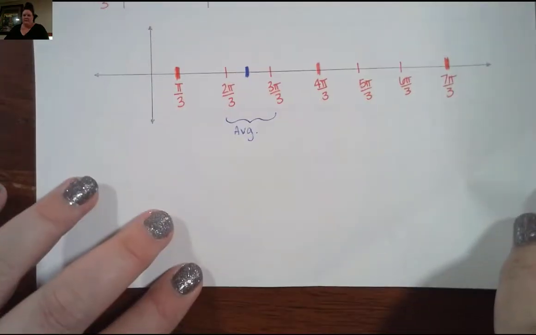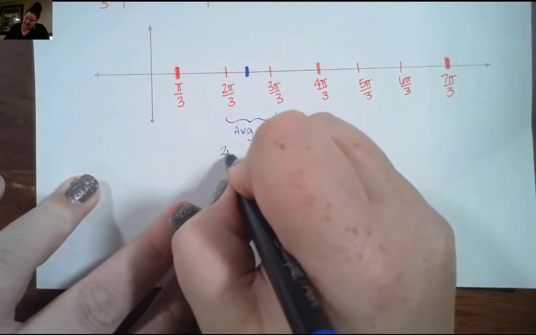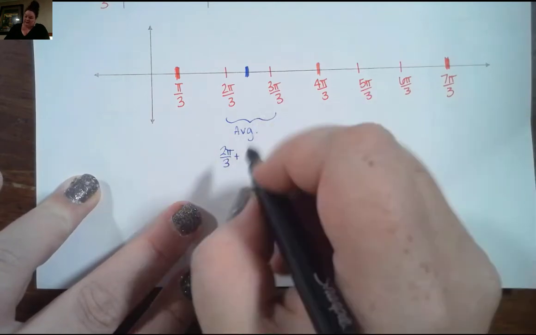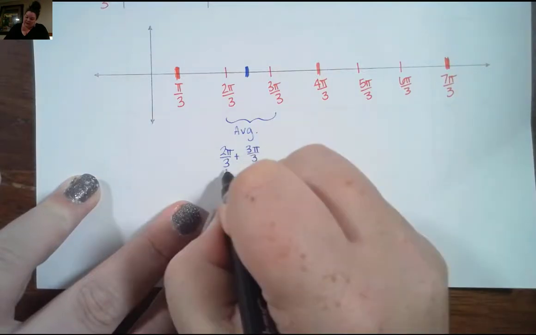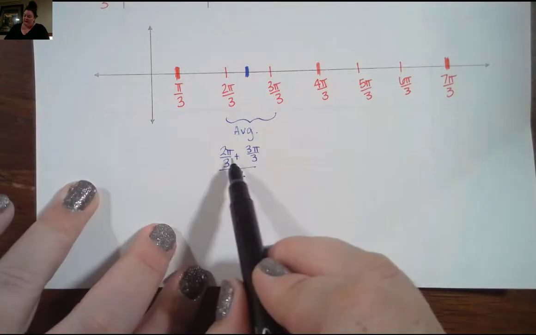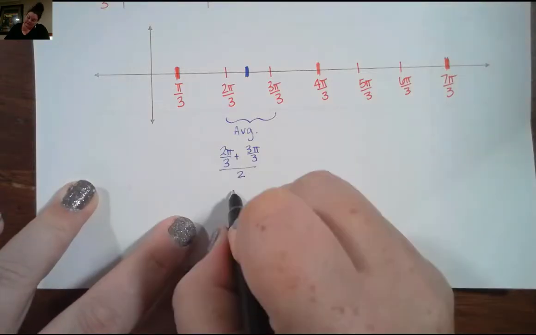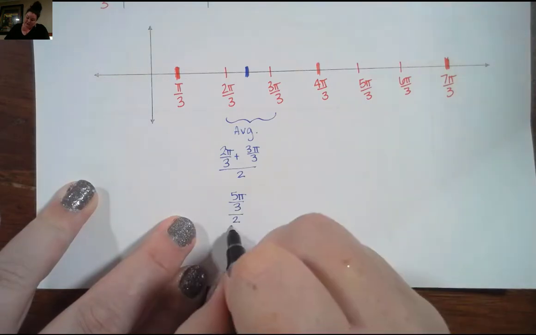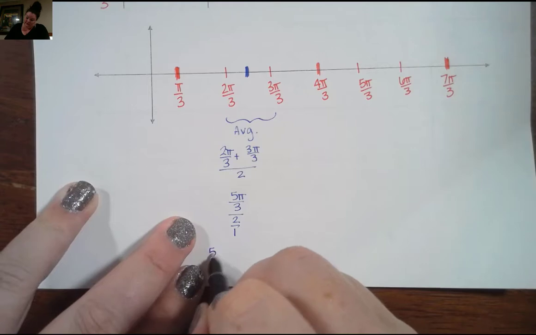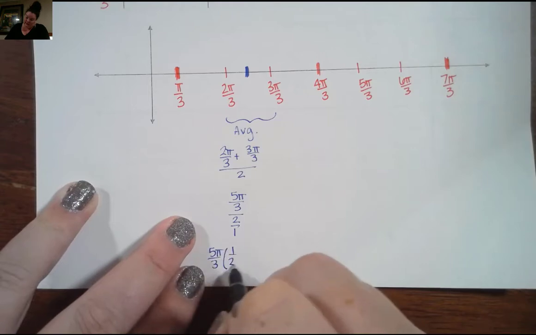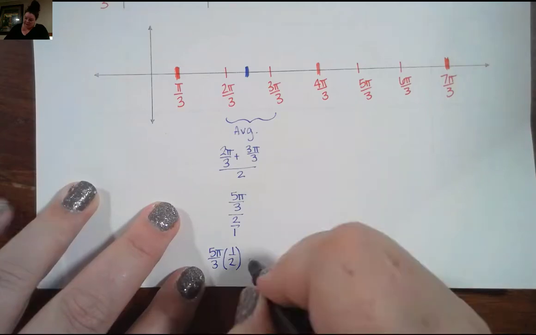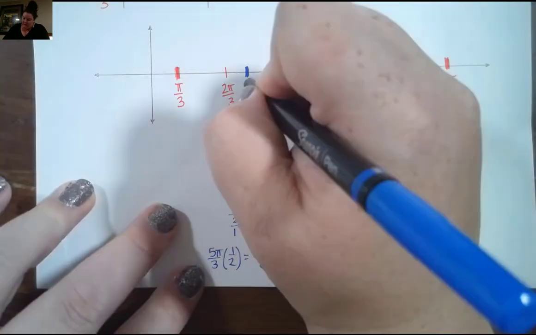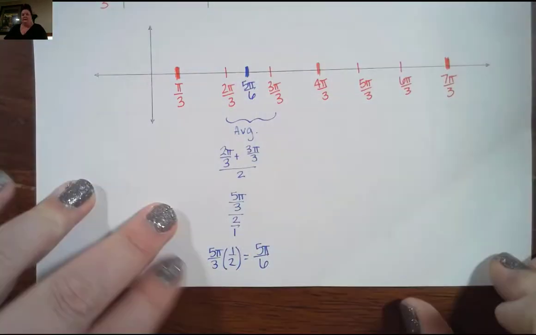So I'm going to move down so I can do my work below here. So I'm going to do 2 pi over 3 plus 3 pi over 3, divided by 2. I already counted by 3, so that's nice. I don't have to get a common denominator. So if I add 2 pi and 3 pi, that gives me 5 pi over 3 divided by 2. I'm going to write that as 2 over 1. So that gives me 5 pi over 3 times 1/2 when I do the reciprocal of the bottom. So that gives me 5 pi over 6. So this little point right here is 5 pi over 6.